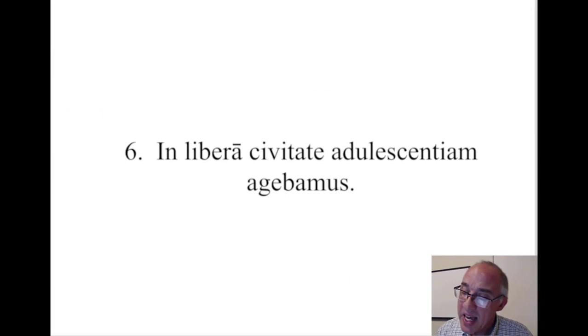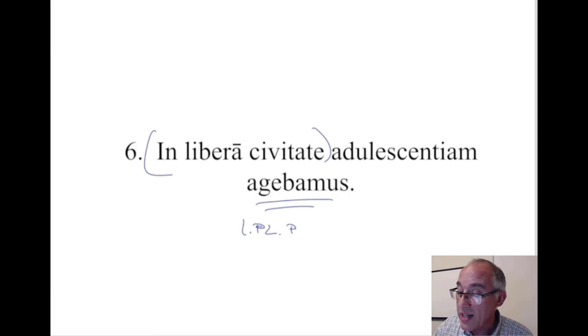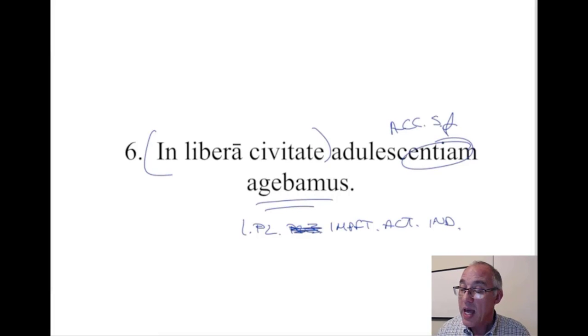Number 6. In libera civitate adolescentiam agebamus. In libera civitate, prepositional phrase. Agebamus is the verb, first person plural, present. My mistake, imperfect. Imperfect, active, indicative. Adolescentiam is the direct object. It has that am ending, accusative, singular, feminine. In a free state, we did our youthhood.